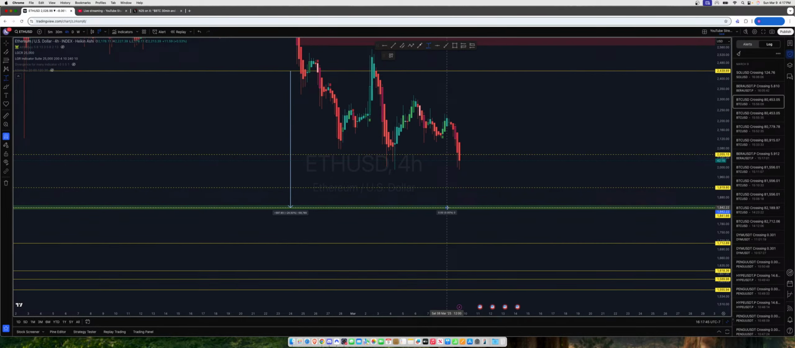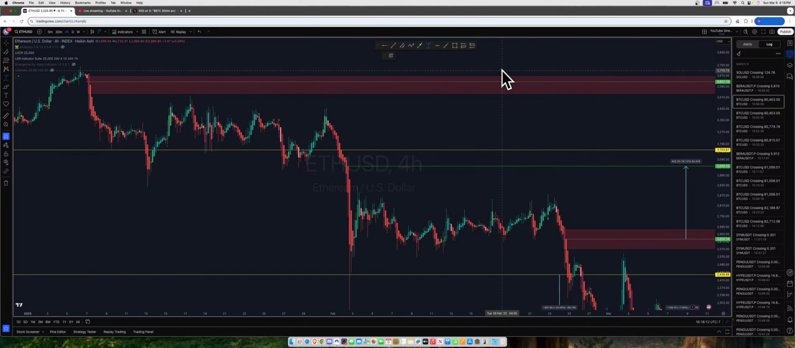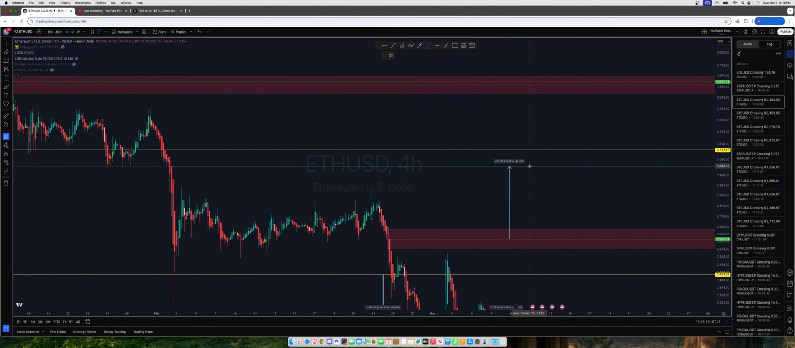If we do reclaim this LG, we could look for a long, but no need to do that. Here's another LG with resistance as well. If we do get over here, these would be our levels on 4 hours to the upside. And then another 4 hour LG intro. Alright, so we have that done.